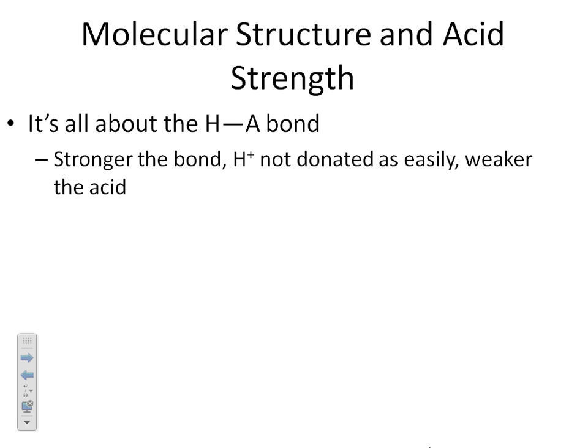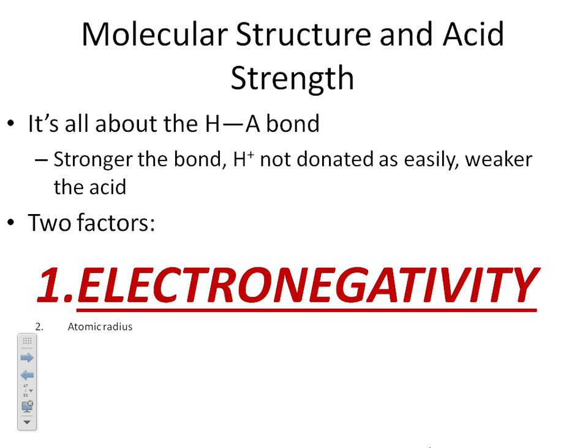There are two factors that we're going to talk about that influence that bond and how well it can break. Those two factors are, number one, electronegativity, and number two, atomic radius. I'd like y'all to hazard a guess as to which one you think might be more important, which one I might be telling you has more of an effect on acid strength. I bet you can figure out that it's probably not atomic radius, that in fact it might be electronegativity.